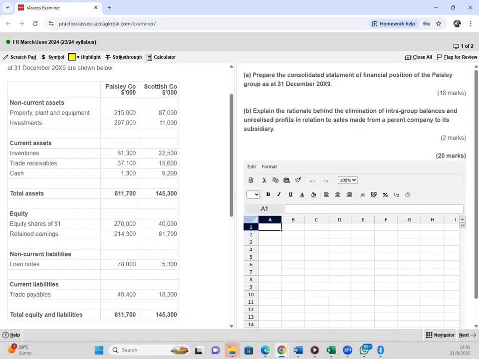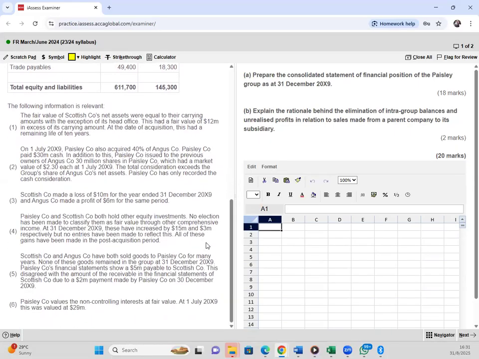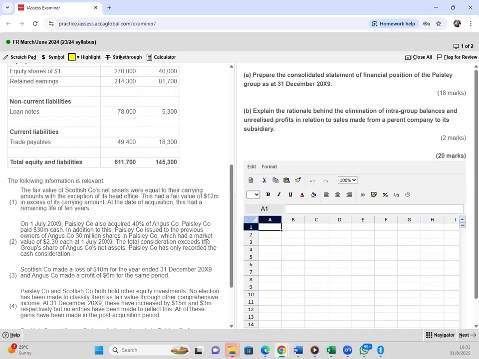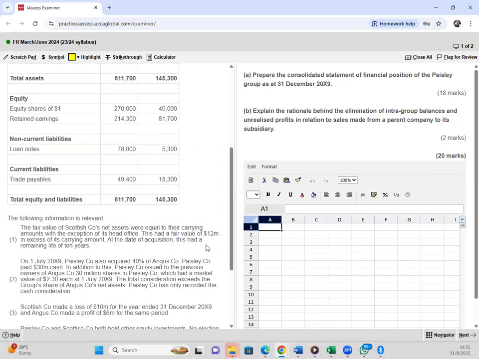For consolidation, the question is saying prepare the consolidated statement of financial position of Paisley Group. That's from the March-June 2024 exam. As you can see, these are past exam questions. I'm hoping that, since I have always been saying it, you practice. These are things that you have already been doing. If you are preparing the consolidated statement of financial position, let's go through the additional information so that we have a feel of what we'll be facing.